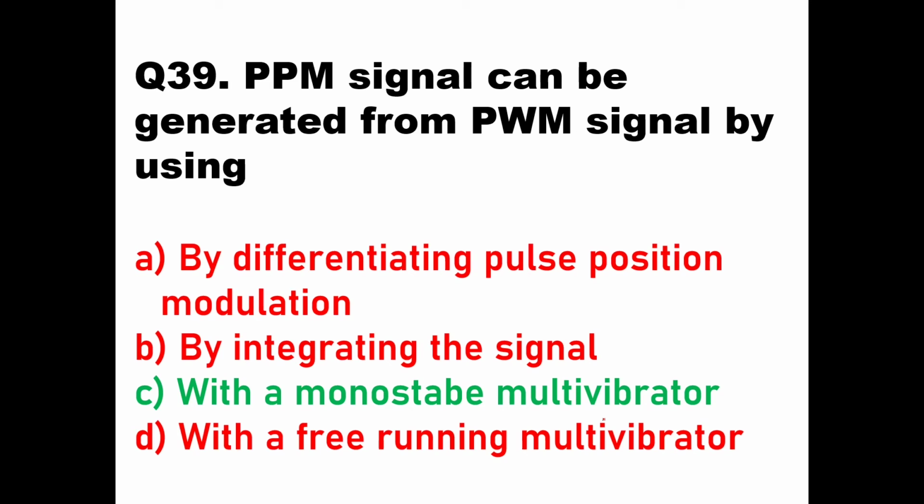In pulse position modulation, keeping the amplitude and width of the pulse constant, the position of the pulse is varied according to the information signal, according to the instantaneous value of the information signal.